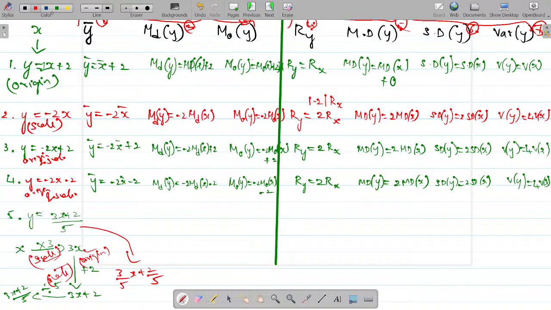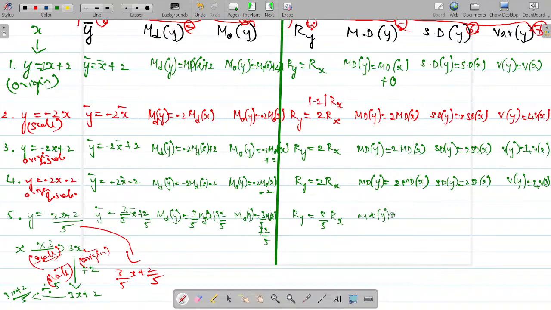Yes, tell me. What is y bar? Yes, please join. 3 by 5 x bar plus 2 by 5. Yeah. Median of y. 3 by 5 median of x plus 2 by 5. Yeah. Mode of y, plus 2 by 5. Yeah. Range of y. Good. Next. Median of y. Mean deviation of x. Standard deviation of y. Variance of y.